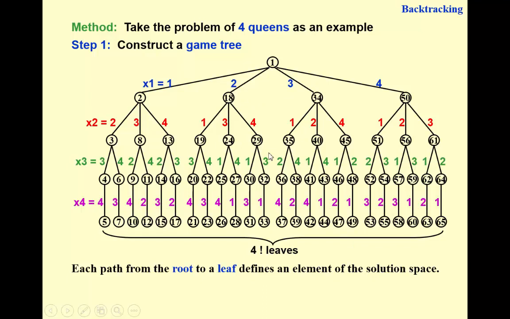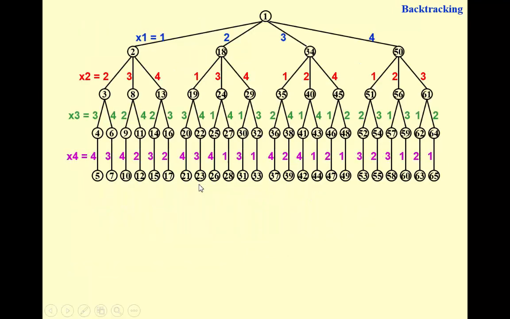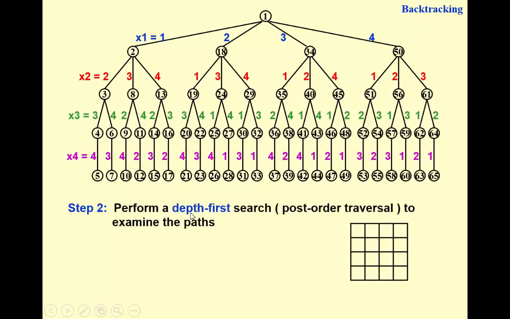And each path from the root to a leaf defines an element of the solution space, a possible, a candidate answer. Well, of course, not all of them are real solutions that satisfy all the constraints, and we're supposed to check them out to find one that works. Okay, so step 2 is to do a DFS, depth first search, which is a post-order traversal of this game tree, which means we must first confirm its children's status and then decide if this node works or not. Okay, notice that these numbers correspond to the order of checking. Now let's start from the root.